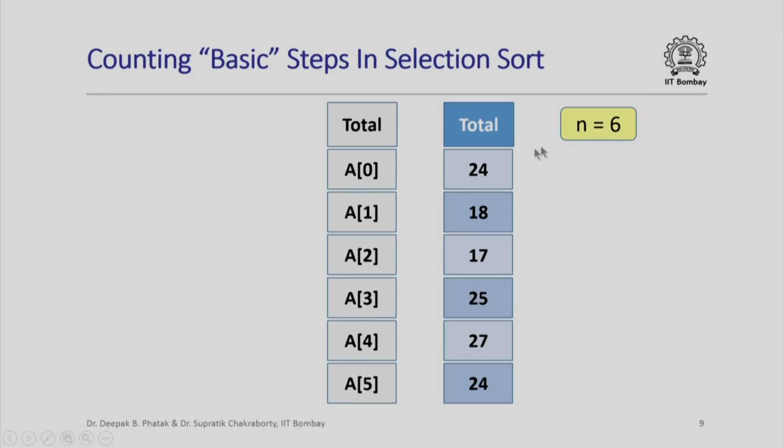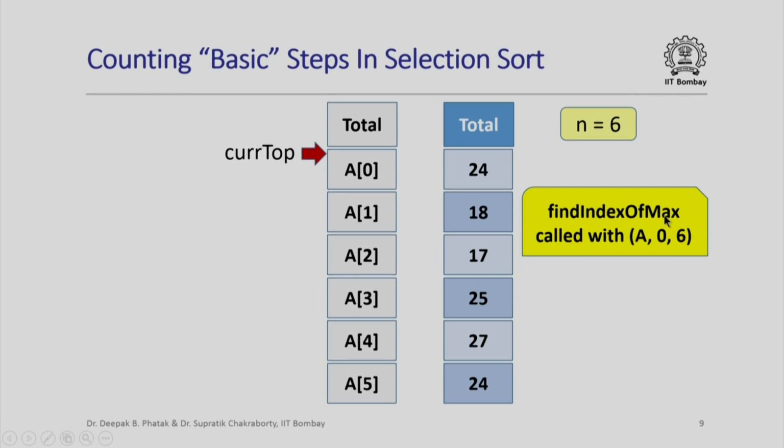So here is our array which has 6 elements, it is currently unsorted. So I would start off with current top being 0, and then I would call find index of max with the array A. The current relevant part of the array is from 0 through 6 minus 1, that is 5. Now when this function is called, what would happen? Current max index would get initialized here, i would get initialized here, and of course the start is 0 when find index of max is called.